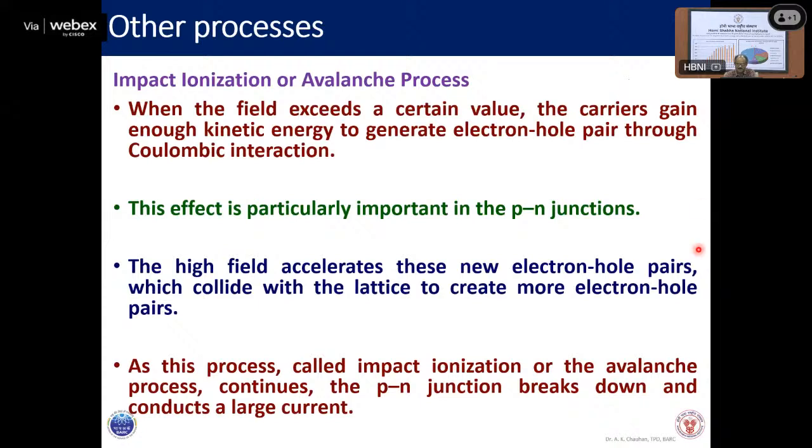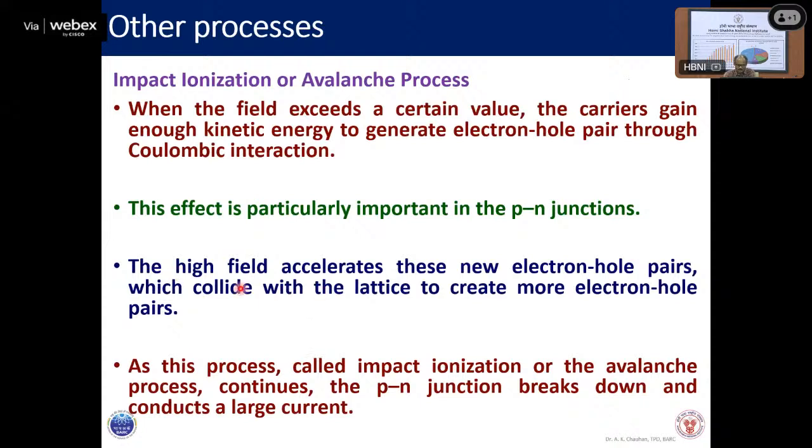This is called the avalanche process, and this process is important in PN junctions. An important device called the Zener diode, which is used to regulate the potential inside many electronic circuits, is made on the principle of this avalanche process. And this is in the Zener diode, in the reverse bias region.